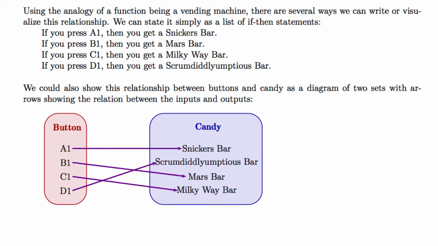Another way of showing this same relationship between the buttons and the candies is as a diagram of two sets, with the arrows showing the relation between the inputs and the outputs. It's important to recognize the arrows go from the input to the output. But again, we still have the same relationship. A1 is paired up with Snickers, B1 is with Mars bar, C is with a Milky Way, and D is with a scrumdiddlyumptious bar.